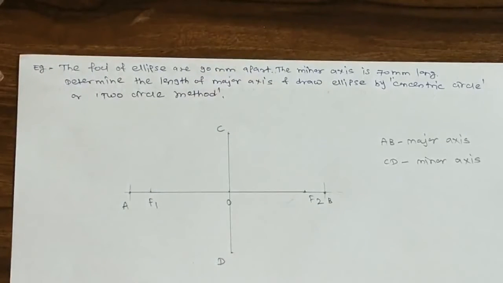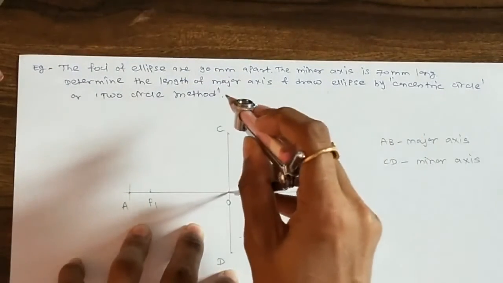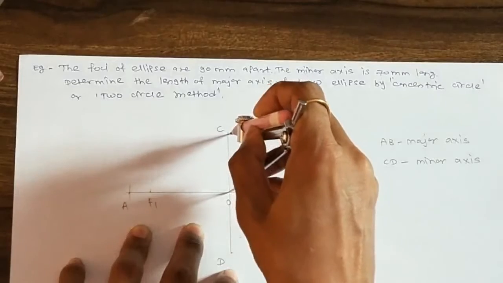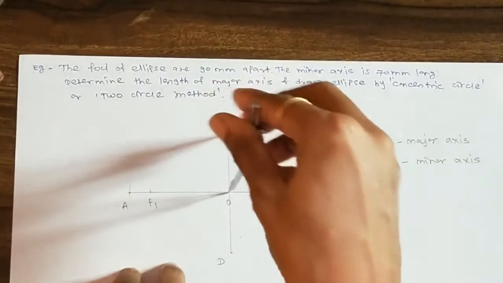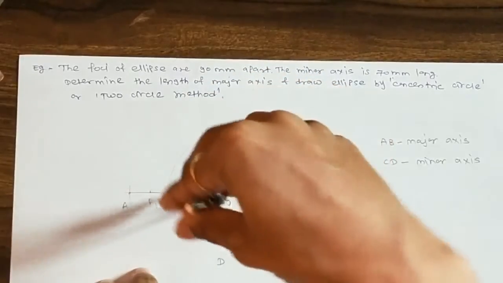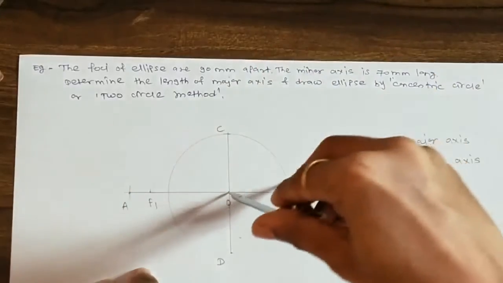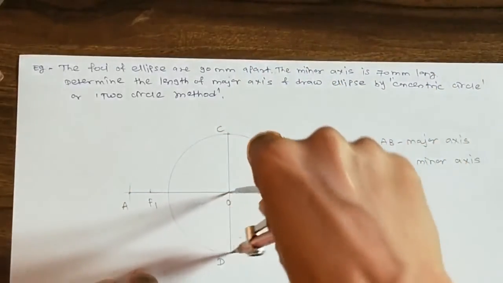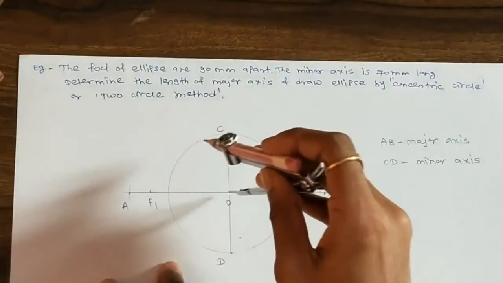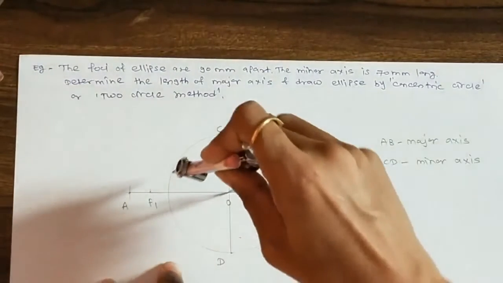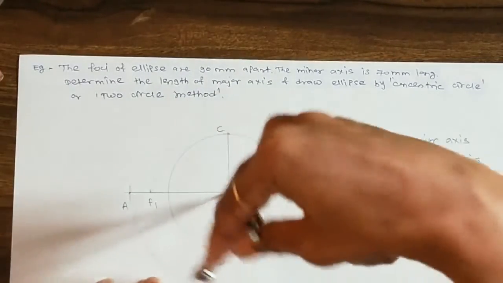Then take OC as radius and draw a circle, as it is a two circle method. So the first circle is drawn through the points C and D. Then take OA as radius and draw the second circle.